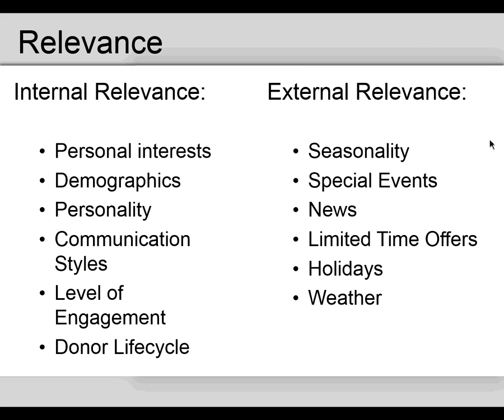There are two types of relevance that show up in our email messaging. There's internal relevance, which is applied through segmentation, and then there's external relevance, which is applied across segments. Internal relevance are things that we know about the people on our file: personal interests, demographics, personality, communication style, their level of engagement, where they're at in the donor life cycle. These are all different things that you can use to segment your messages and send very specific, targeted messages to people depending on what you know about them.